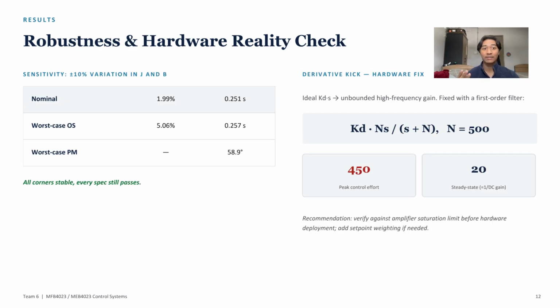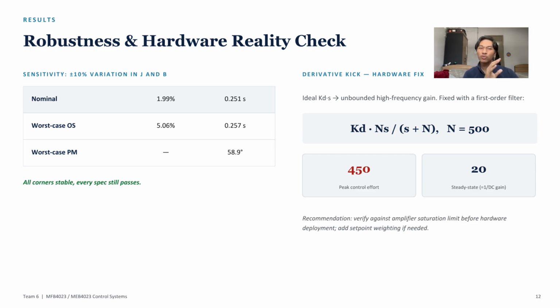We also stress tested the design against real world uncertainty. We varied the plant's inertia and friction by plus or minus 10% each, covering realistic manufacturing tolerance and wear. Even in the worst case scenario, the worst overshoot was just 5%, and the worst phase margin was still nearly 59 degrees, so above 55, our target.